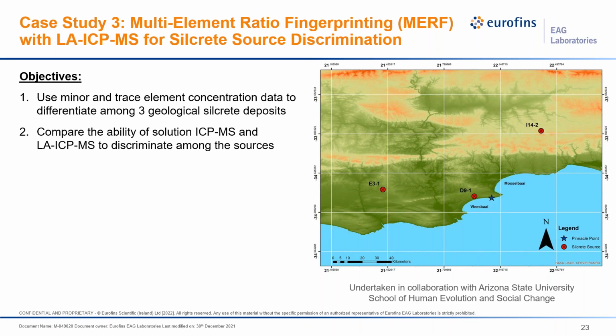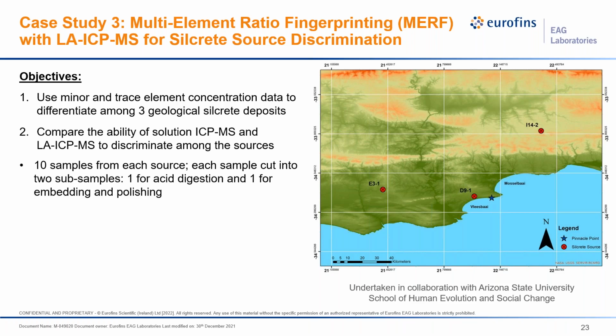So our objectives here are to use minor and trace element concentration data to differentiate among these 3 geological deposits using statistical analysis, and then also secondarily to compare the ability of solution mass spec and laser ablation to achieve that first goal. How do we do this?